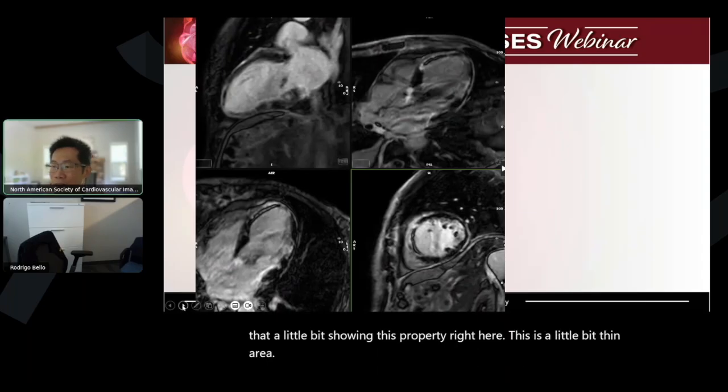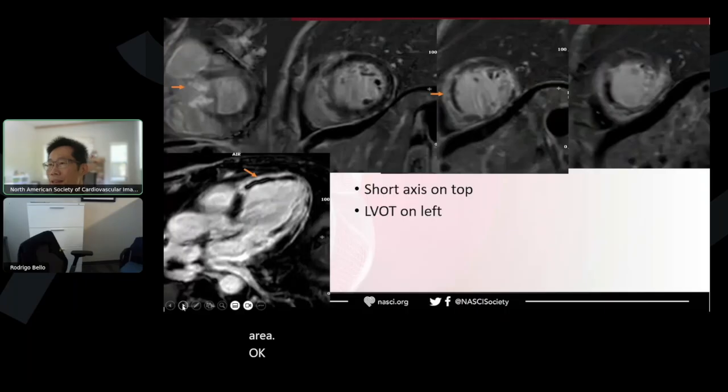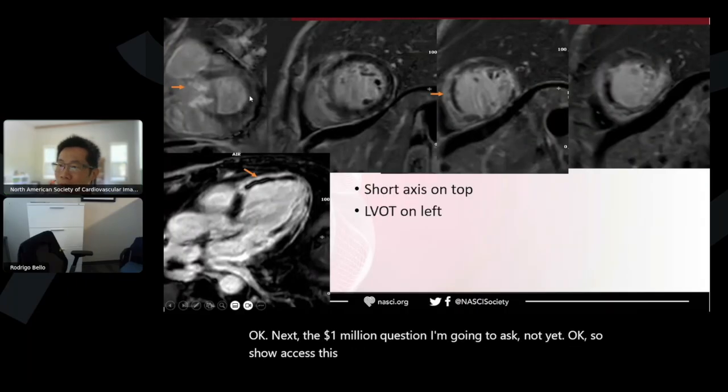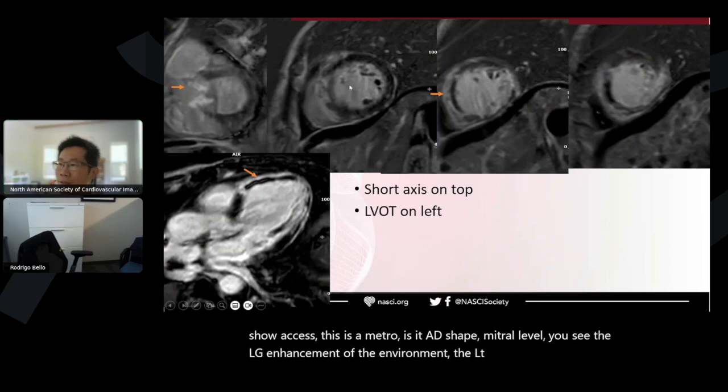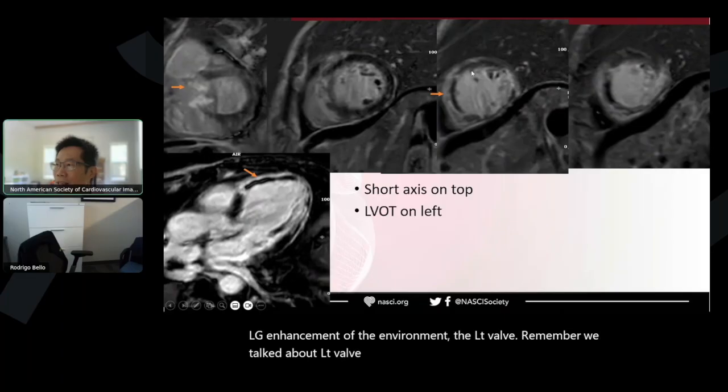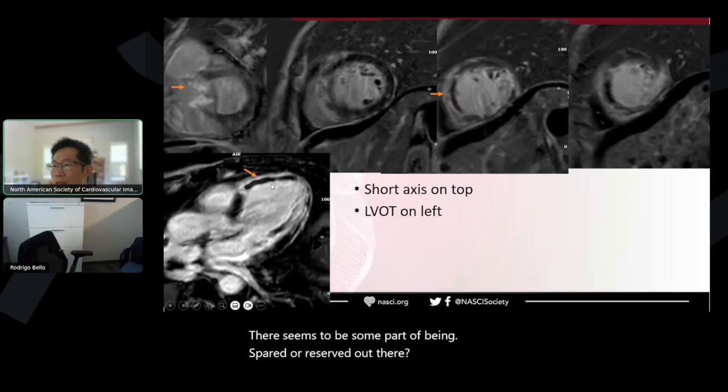Okay, next $1 million question I'm going to ask you. Not yet. Okay, so short axis. This is the mitral level. See the D shape? You see the LGE also involving the LV valve. Remember we talked about LV valve thickening. And this is the area of LGE. There seems to be some part being spared or preserved out there. But look at the LVOT view. It's involved right here.